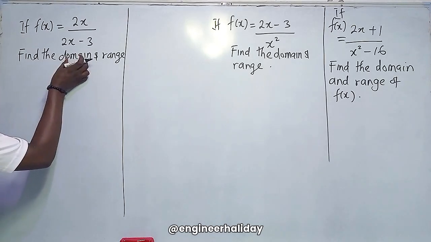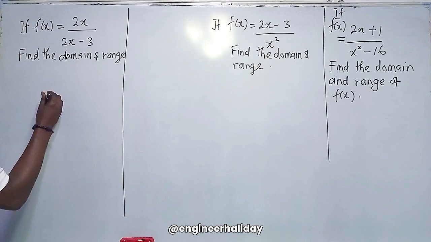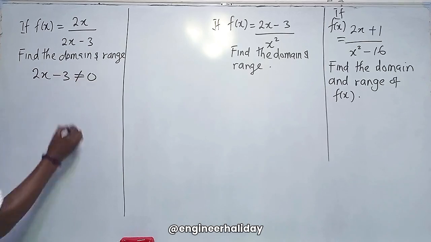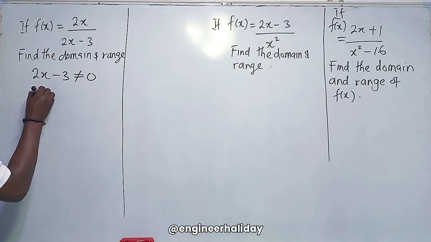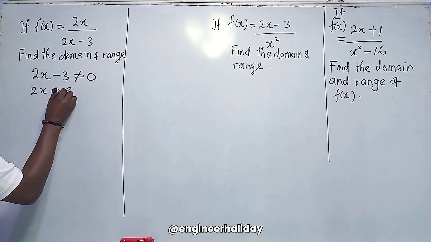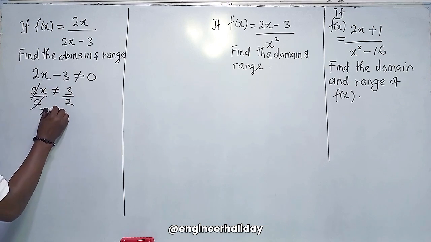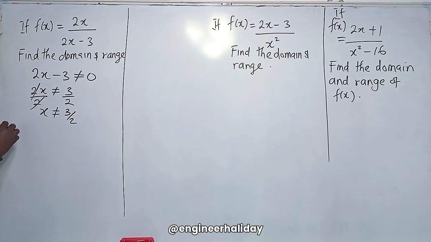Now, to find the domain, it is a set of values of x, and this is a rational function. So we concentrate on the denominator and say it must not be equal to 0 in this case. So we say 2x is not equal to 3, therefore divide both sides by 2. So x is not equal to 3 over 2.